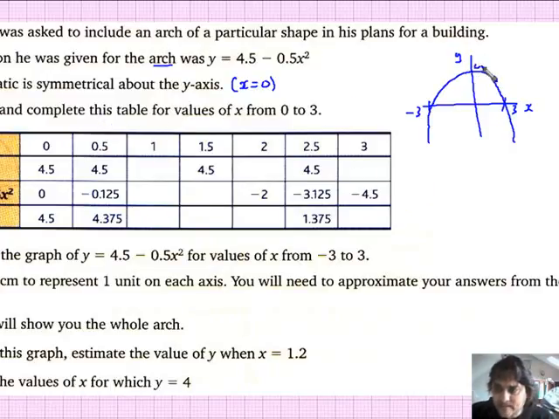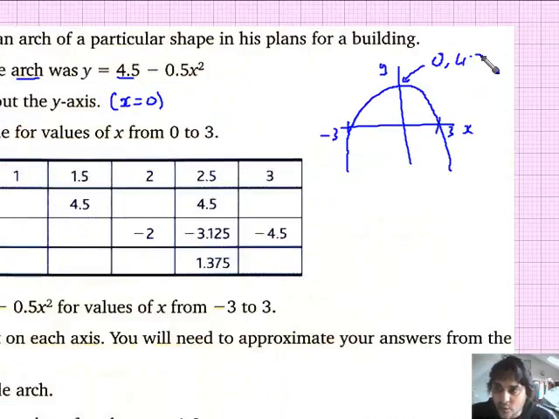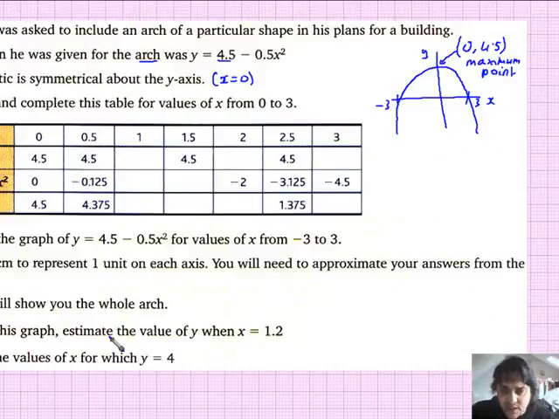And incidentally, if you've been following the topic closely, then the maximum value would be that 4.5 there. That is the coordinate 0, 4.5. It won't be bigger than that. That is the maximum point of the graph. Okay, doesn't ask me to find the maximum, but there we go, that's just revision for us.